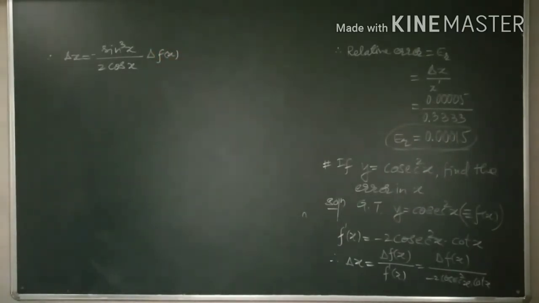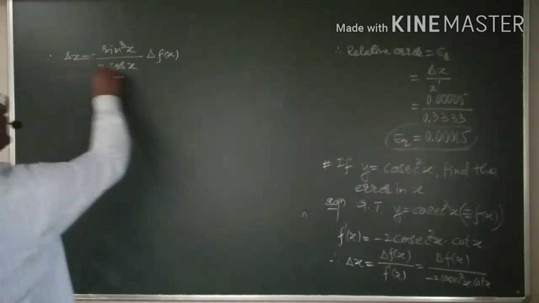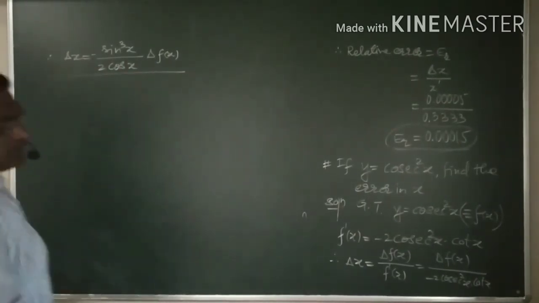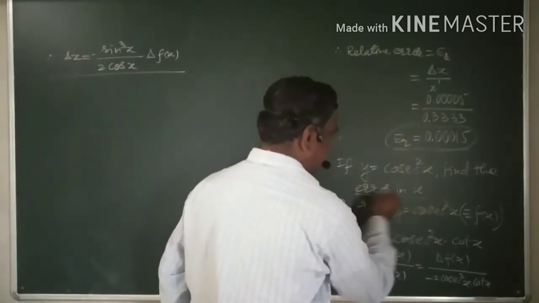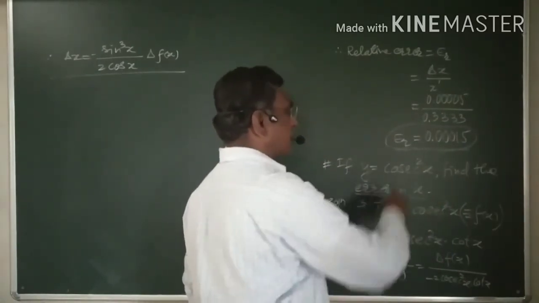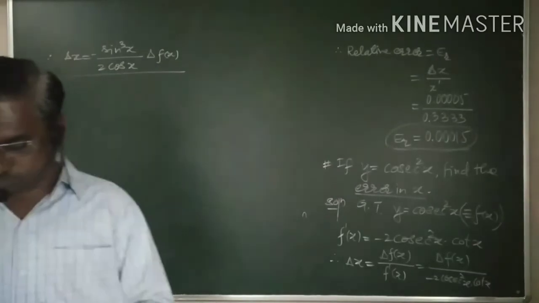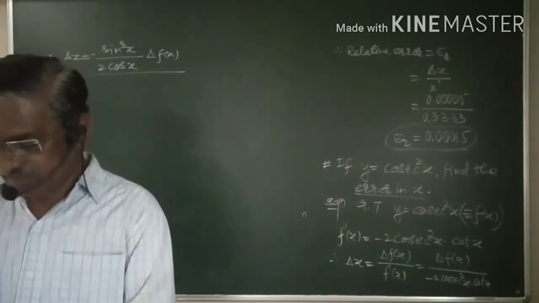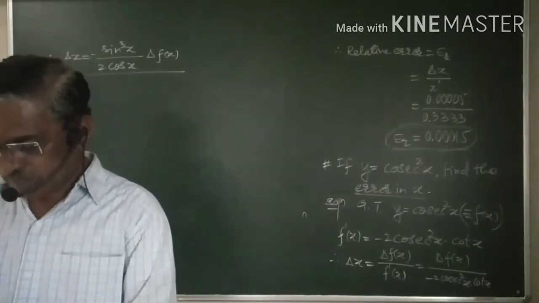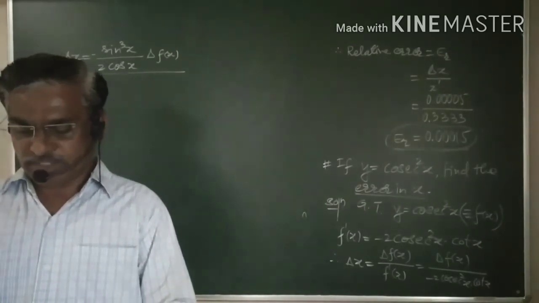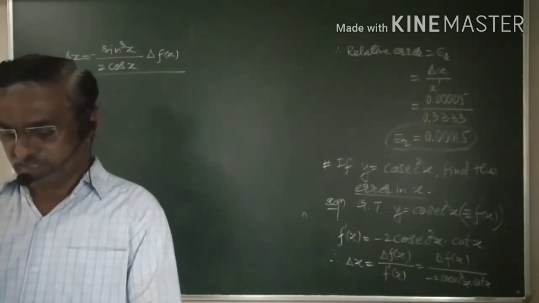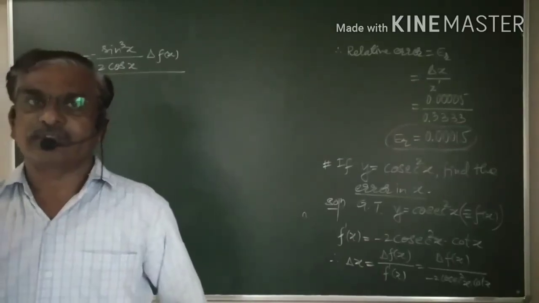This is the way to get the error in x if you are given y is equal to f of x or any function. Well, now with this let us stop for today. In the next lecture we will continue with how to find the absolute error in adding several numbers.